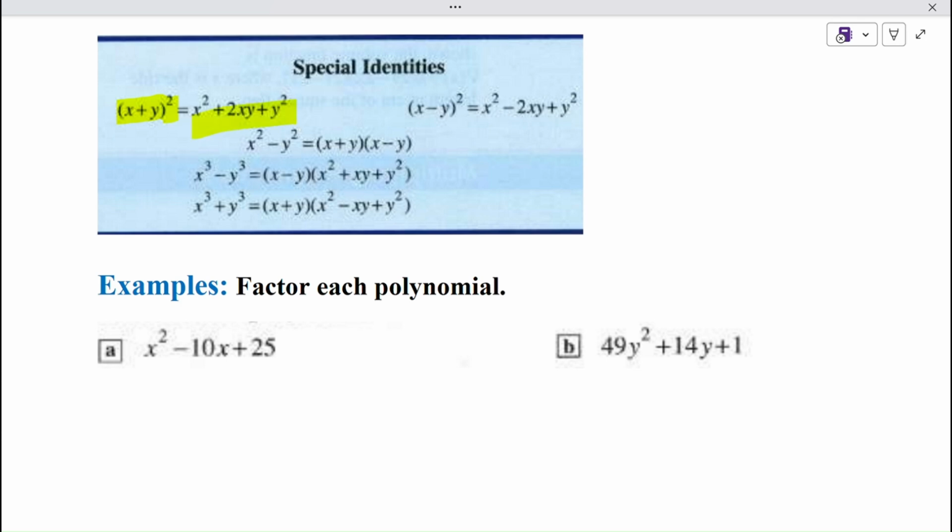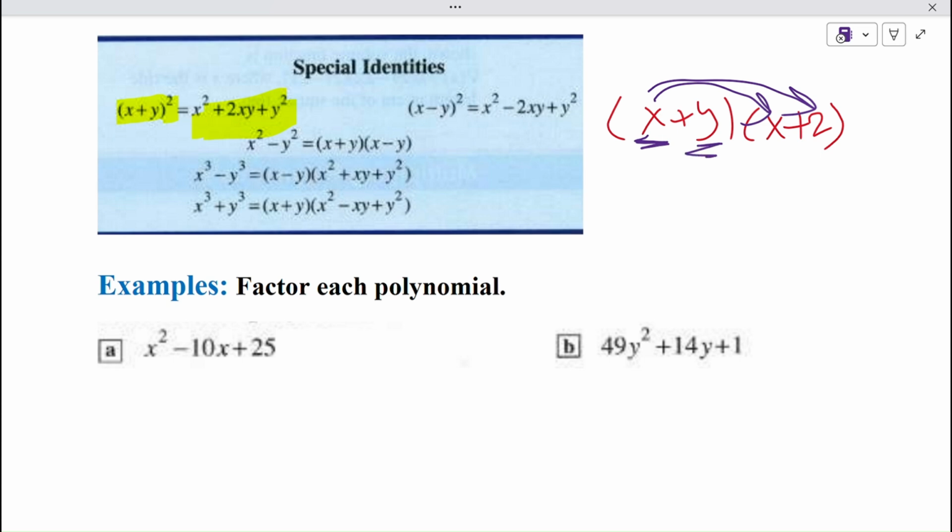Or if you don't know this rule, you can use this way. Write x plus y and x plus y, 2 times, then multiply the first term by each term of this bracket, then multiply the second term by each term of this bracket. You can use this way, or you can use this way. The first term square, then 2 times first term times second term, plus second term square.